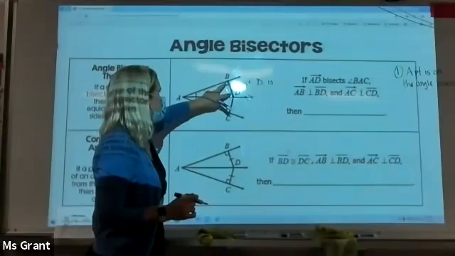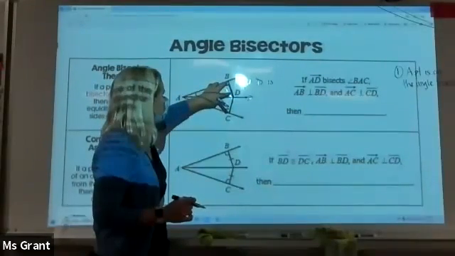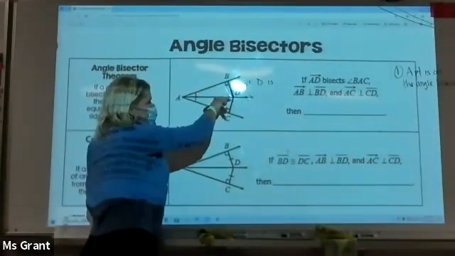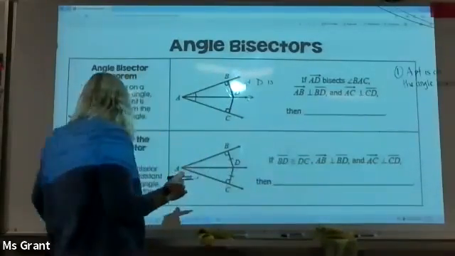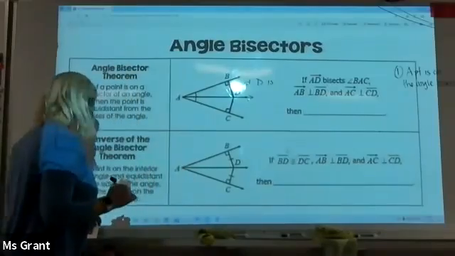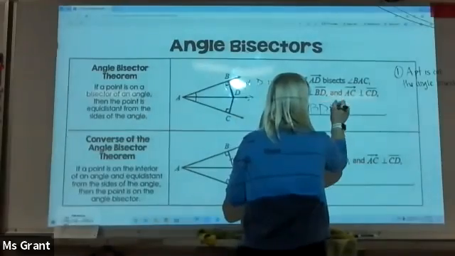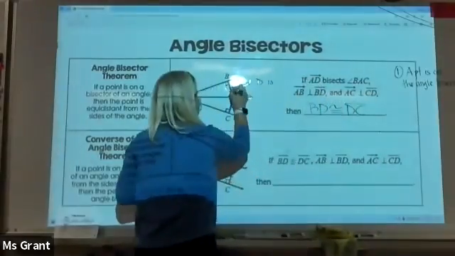Now these two little segments that I made are perpendicular. AB and BD are perpendicular. And AC and CD, they're perpendicular, right? So I'm going to say that BD is congruent to DC.